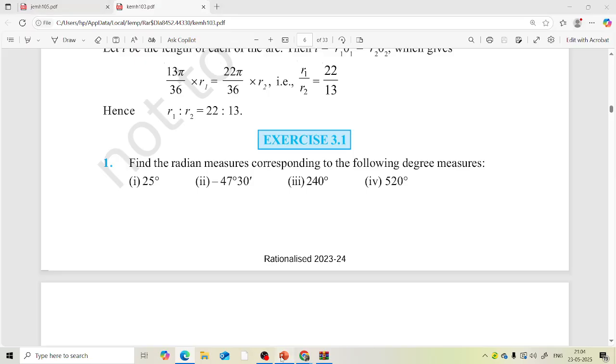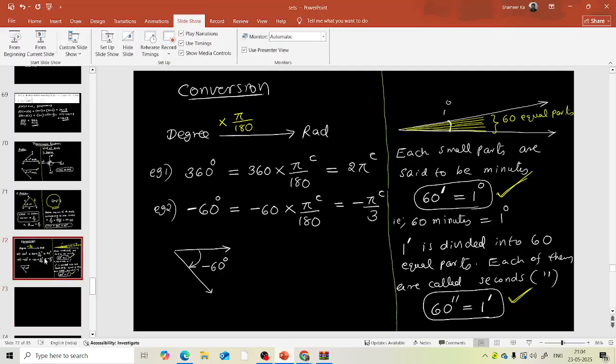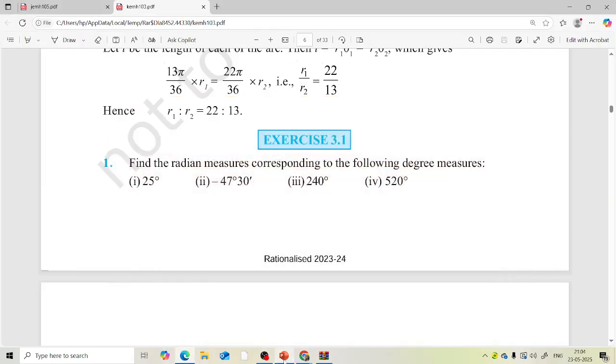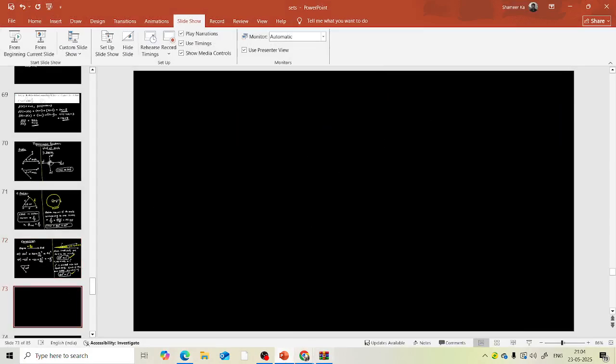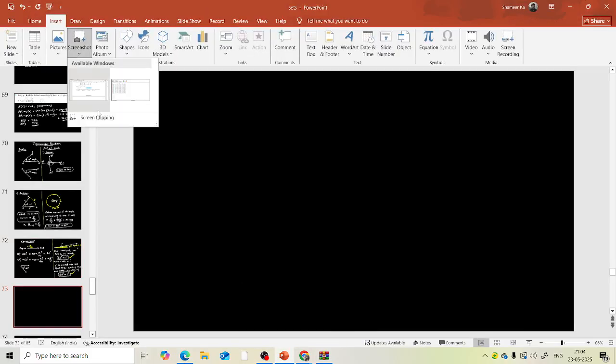I explained only a part of this conversion. So the degree can be converted to radian. Understood? Let me discuss a few problems from the textbook.